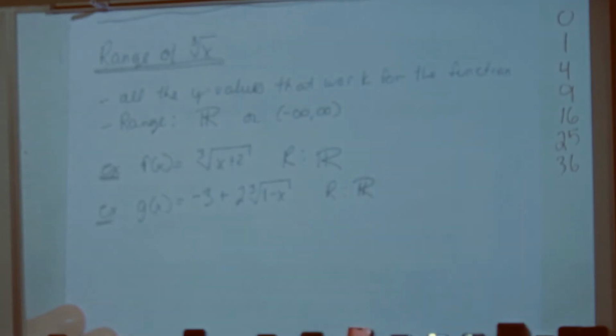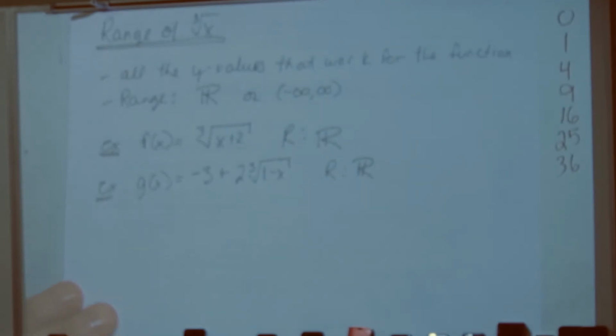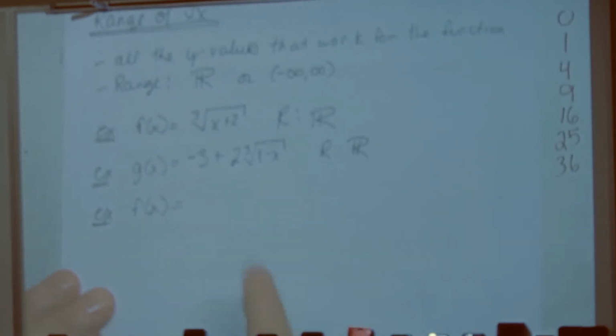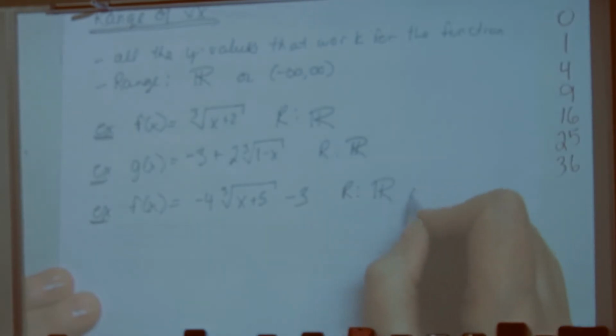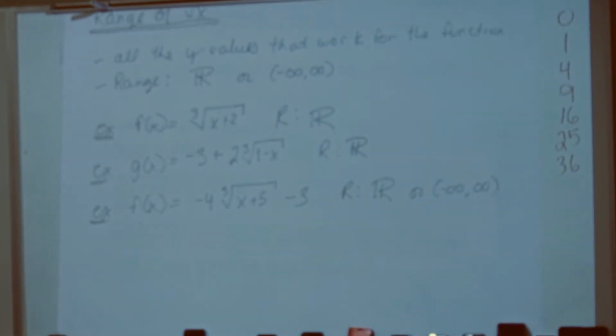If I can use any x, kind of cool, I can use any y. Why is it like this? I'll show you when we see the graph. f of x is equal to negative 4 times the cube root of x plus 5, minus 3. I'm still making stuff up. Ranges? All reals, or negative infinity to positive infinity.